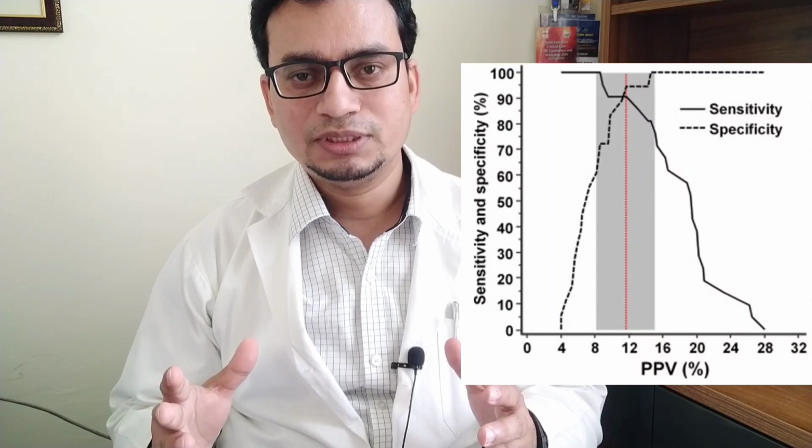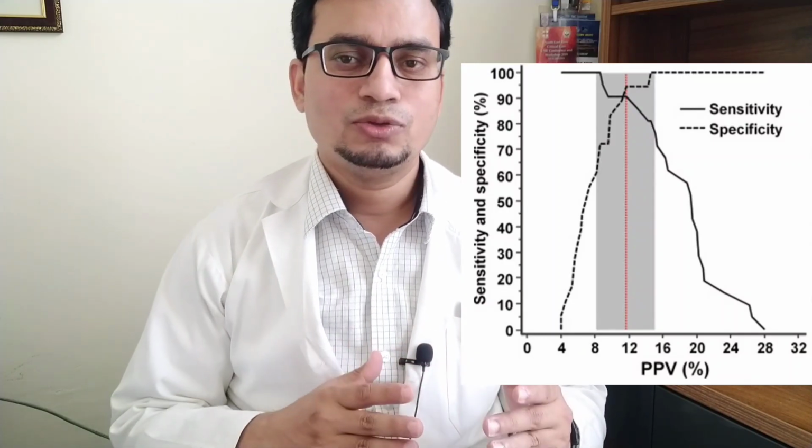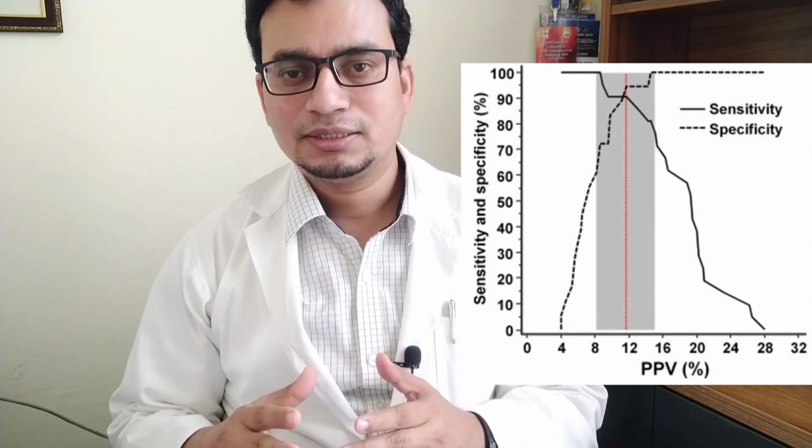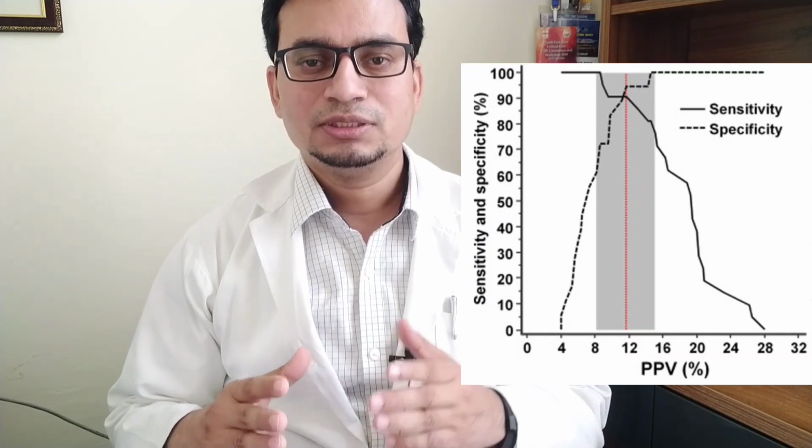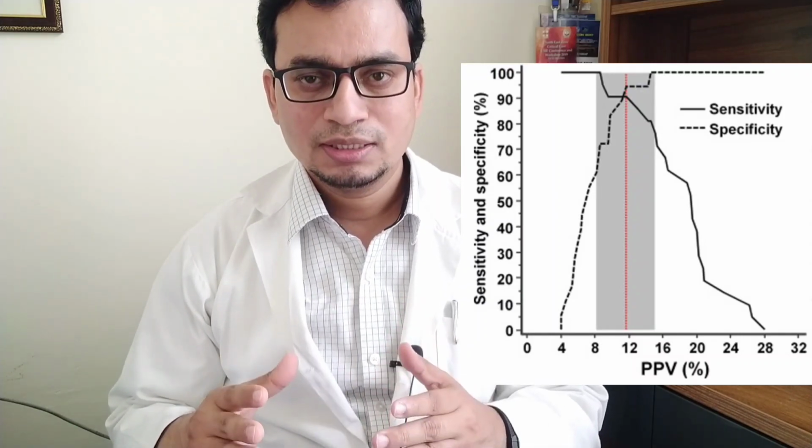These limitations contribute to extend a zone of uncertainty of PPV that is called gray zone, where values between 9% and 13% can be associated with fluid responsiveness as well as the fluid unresponsiveness.